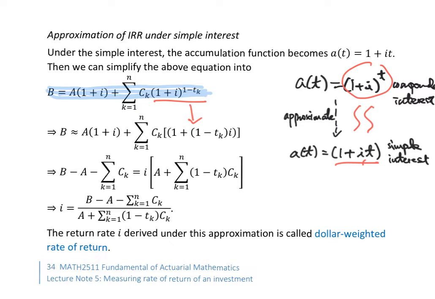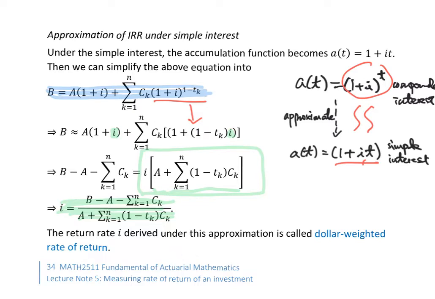To solve this equation, you first group up all the terms involving i, which is here and here, and then you group up all the other terms. Then if you put this coefficient to the left, you will find that i will be given by this formula. So this will be the approximated formula for the interest earned by this investment fund.